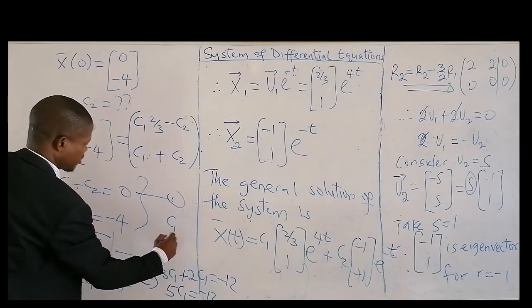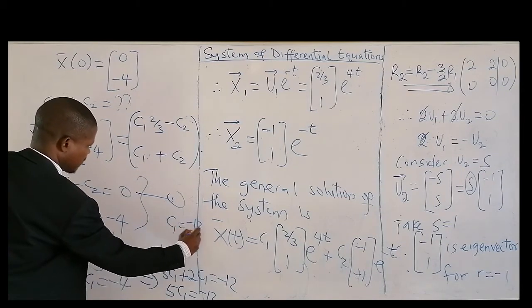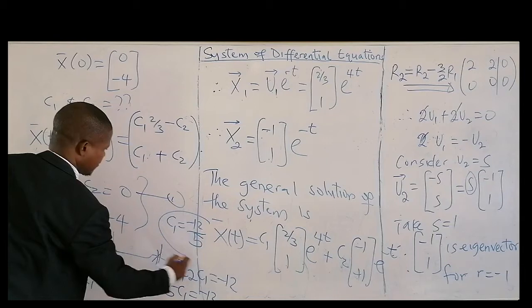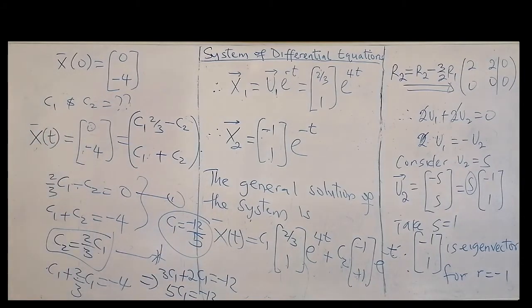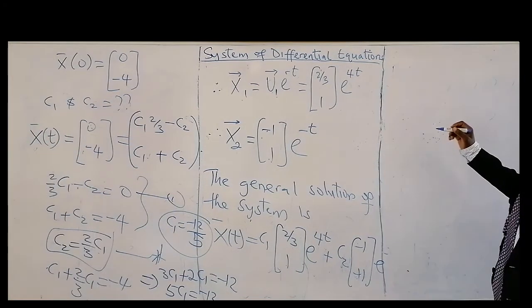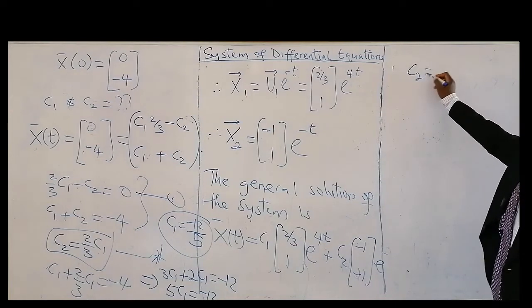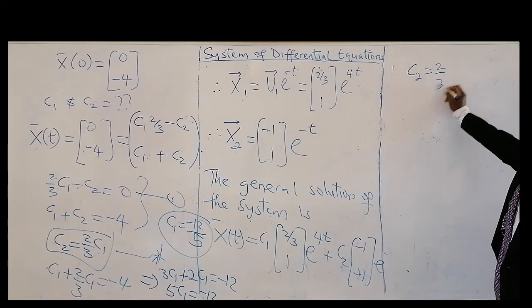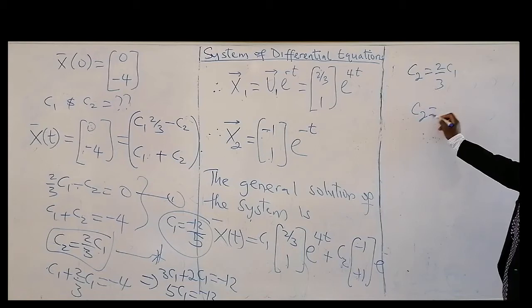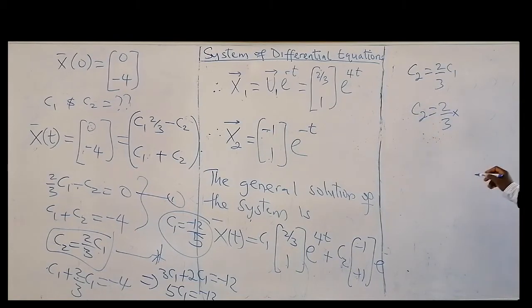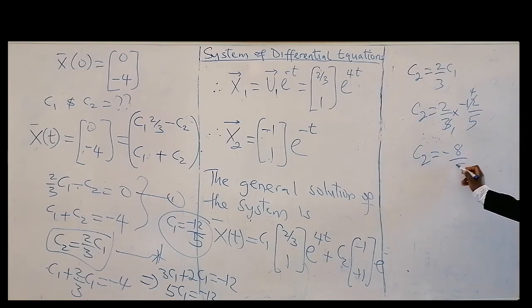So c1 is equal to minus 12 over 5. That's for c1. c2 is equal to 2 over 3 c1, so c2 will be equal to 2 over 3 times minus 12 over 5. 3 into 12 is 4, so that's minus 8 over 5. That's c2.